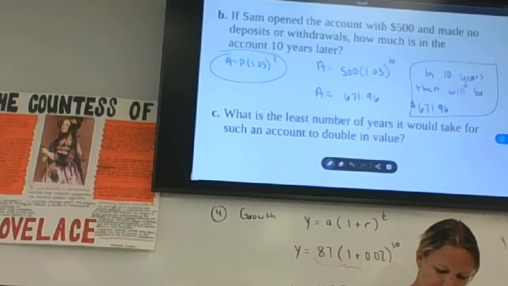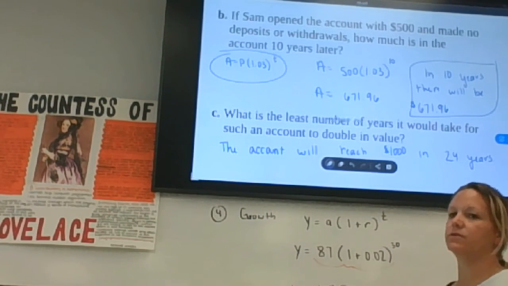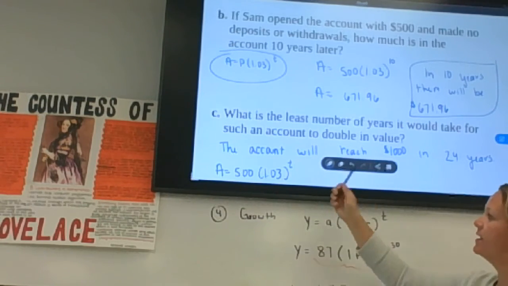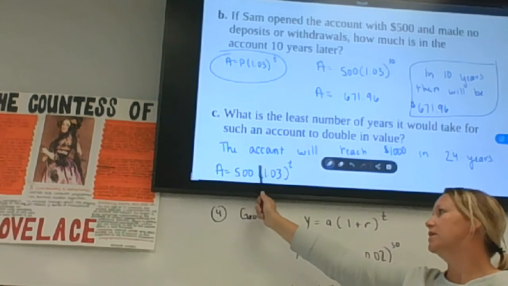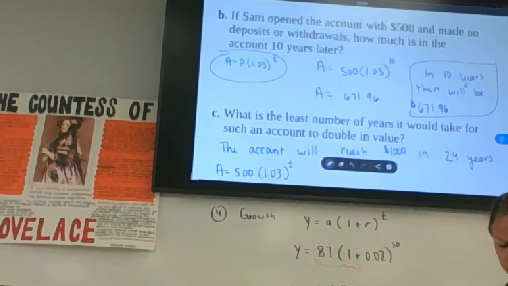Anybody, what'd you get? Yeah, so we'll go to 24 years. The account will reach $1,000 in 24 years, or 23 and a half, but we're going to go to the nearest whole year. So that was found using this equation and guessing and checking until we got over 1,000 here. Soon, in a couple of weeks, you won't have to guess and check. I'm going to show you the method for solving for exponents. Okay, that's it for classwork. Your assignment is just page 92, 7, and 8.